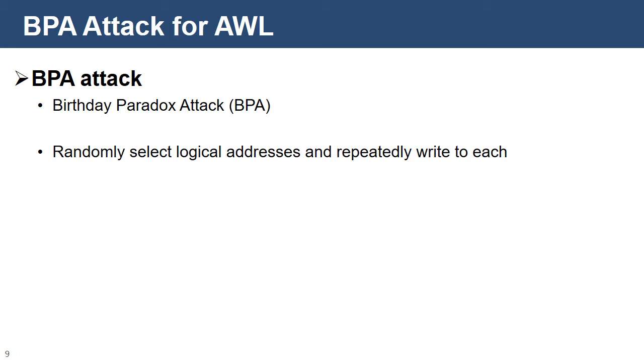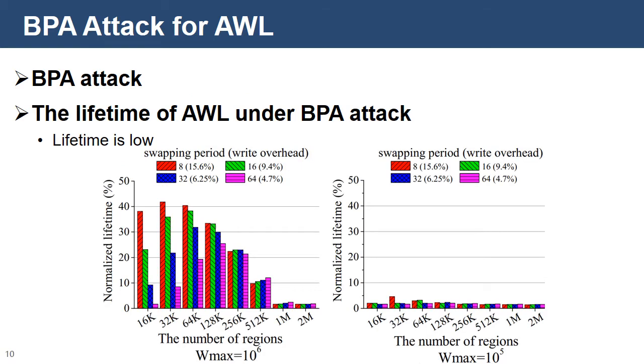We use birthday paradox attack to test their lifetime. Birthday paradox attack aims to randomly select a logical address and repeatedly write to each one. As shown in the picture, when the number of regions is small, the low exchange period can achieve better wear-leveling. When the number of regions is large, a low exchange period greatly increases the number of data exchanges, incurring many extra data writes and thus reducing the lifetime of the NVM system.